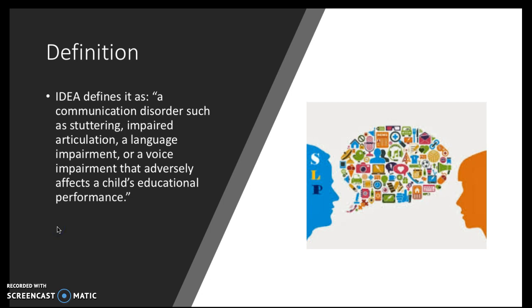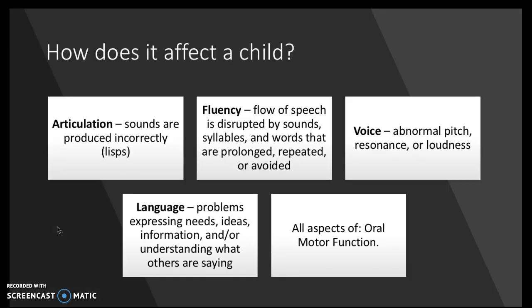A speech and language impairment, by IDEA, is defined as a communication disorder such as stuttering, impaired articulation, a language impairment, or a voice impairment that adversely affects a child's educational performance. So it has a lot of aspects that it covers since it is both a speech and a language impairment, and I'm going to be going into what each of these things mean a little further on. So first off, how can a speech and language impairment affect a child?